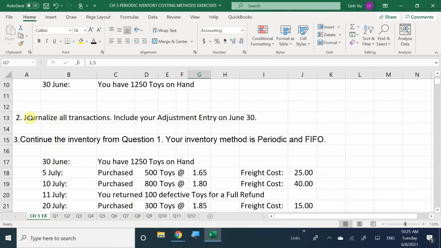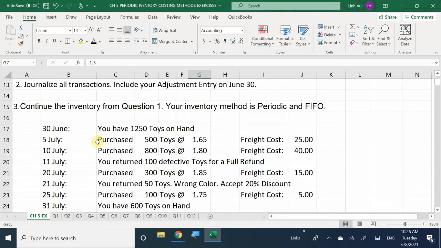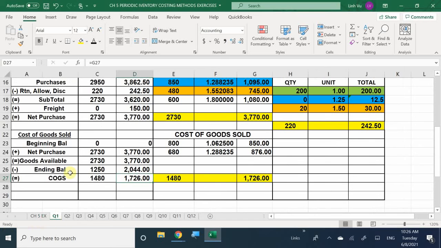So in question number 3, we are going to be looking at beginning inventory. Here, we have to continue the inventory from question number 1, and the inventory method is going to be periodic and it's going to be FIFO. So we're all going to be continuing on with FIFO. The first thing you have here is that on June 30th, you should have a total of 1,250 toys on hand. So let's take a look at our inventory worksheet.